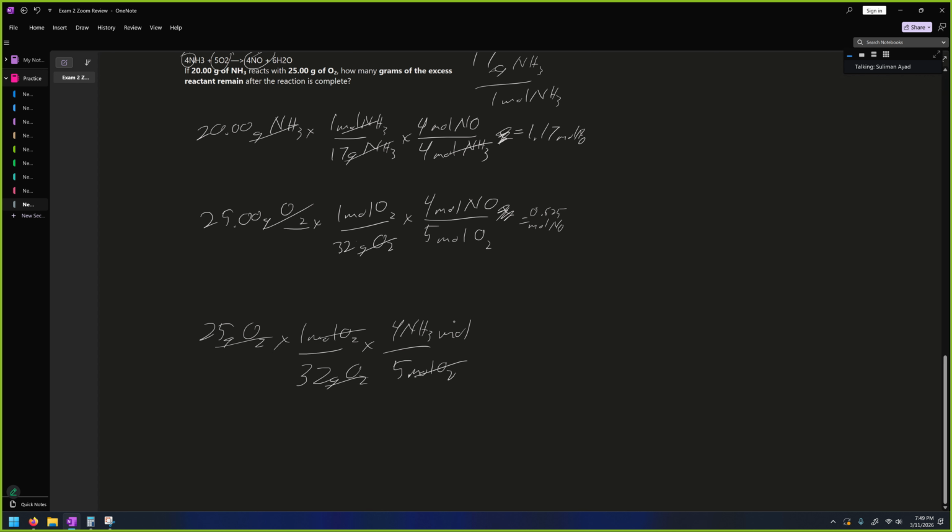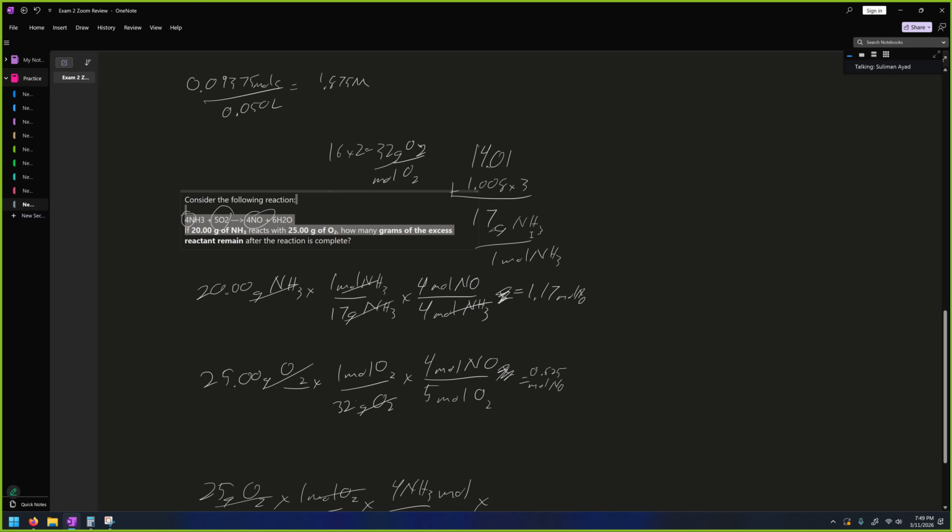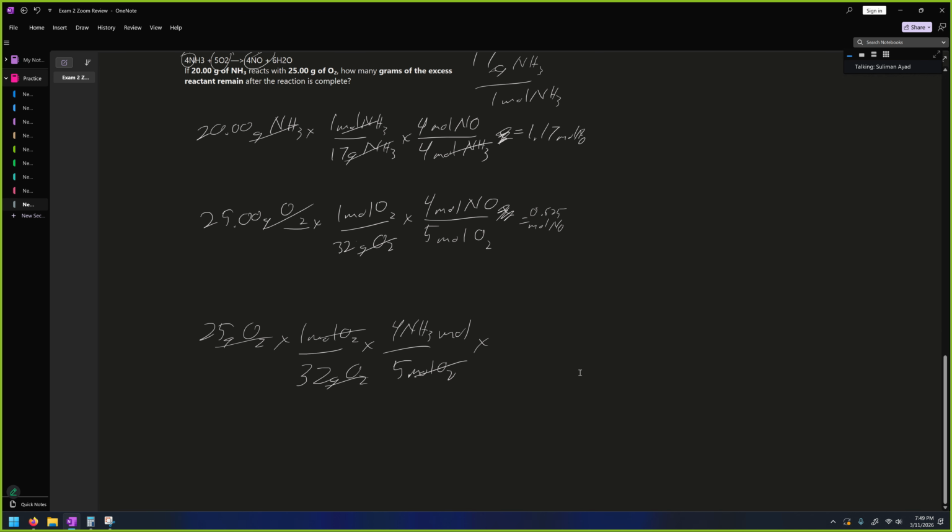Now I know how many moles of ammonia we have. That is our excess reactant. Because I need to figure out the grams of the excess reactant, I'm going to multiply my moles of ammonia by the molar mass of ammonia, which conveniently we've already calculated up here. So we know that there are 17 grams of ammonia for every 1 mole of ammonia.